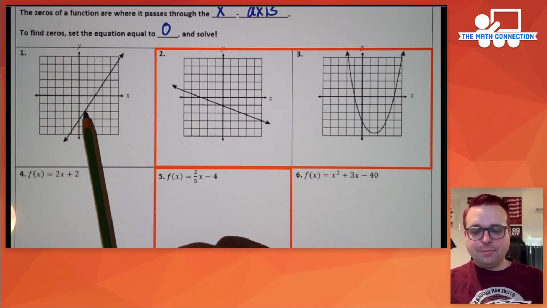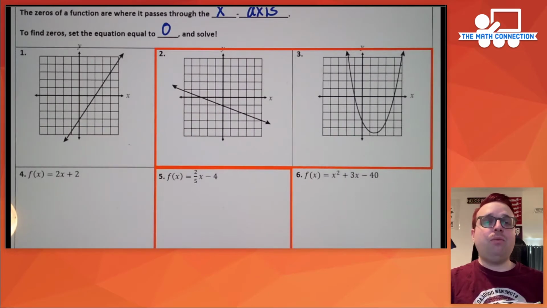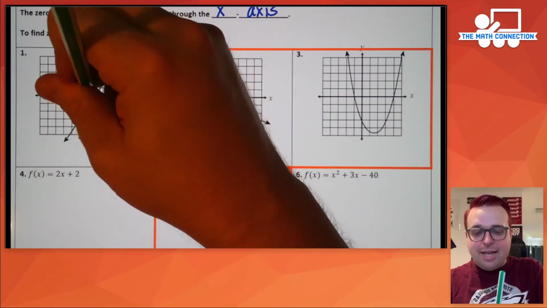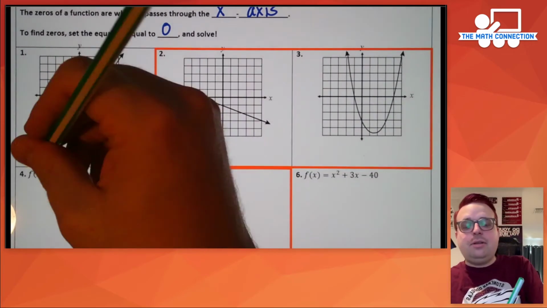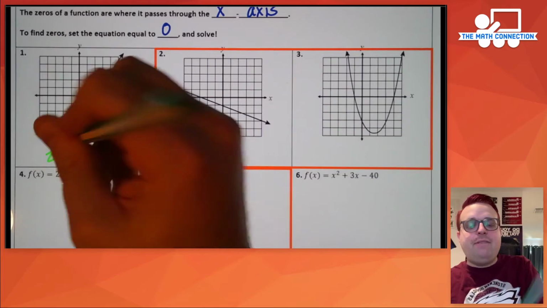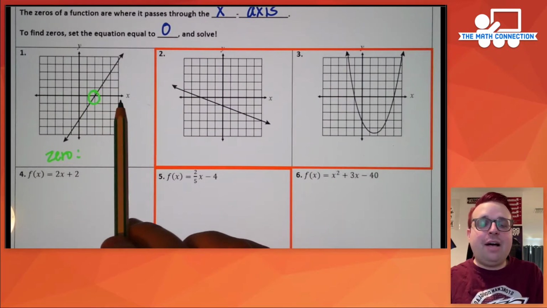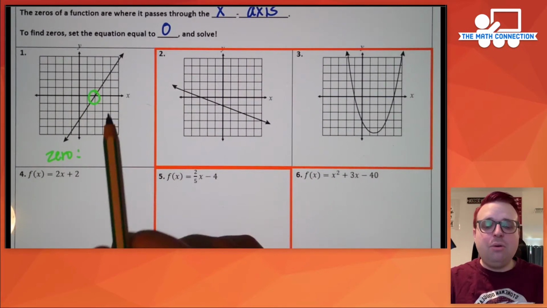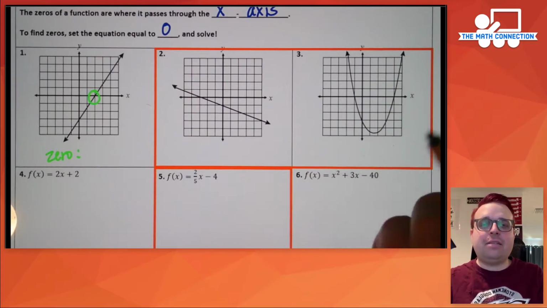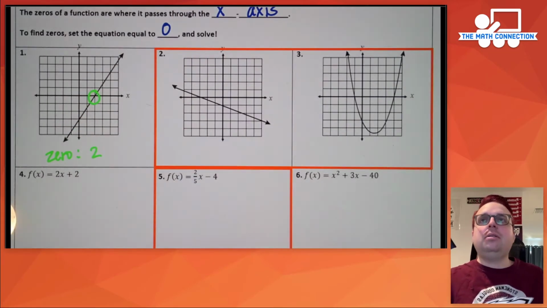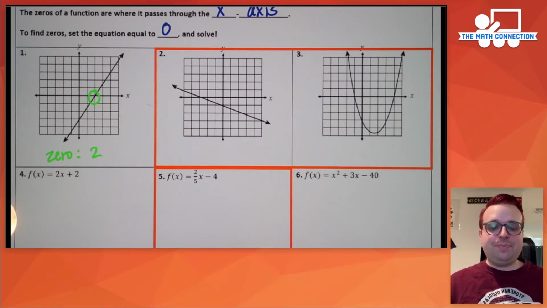Number 1, the 1, 2, and 3 are really basic. All you're doing is just looking for where the graph crosses the x-axis. So on number 1, we'll use bright green for this, why not? It crosses the x-axis right here. So you have a 0. What's the x value when it crosses this axis? X value is 2. So that is the answer. That's the 0 of that function.